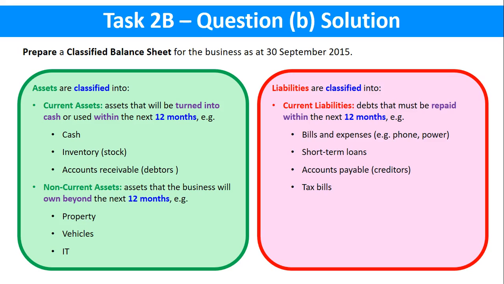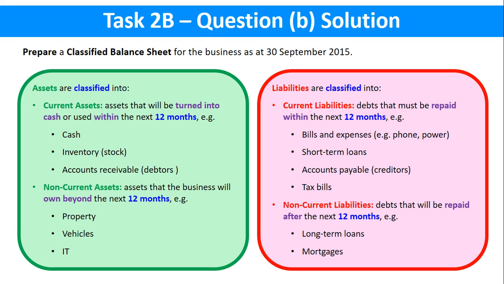Current liabilities are debts that must be repaid within the next 12 months, e.g. bills and expenses, phone bills, and so on. Short-term loans, accounts payable to creditors, and anything to do with having to pay the government back, like tax bills, because that is always due within the next 12 months. We also have non-current liabilities, which are the debts that will be repaid after the next 12 months, e.g. your long-term loans and your mortgages.